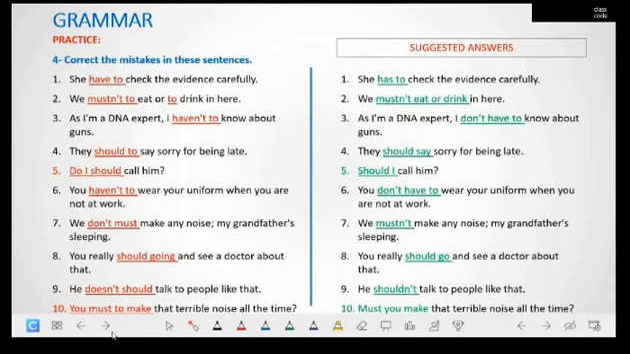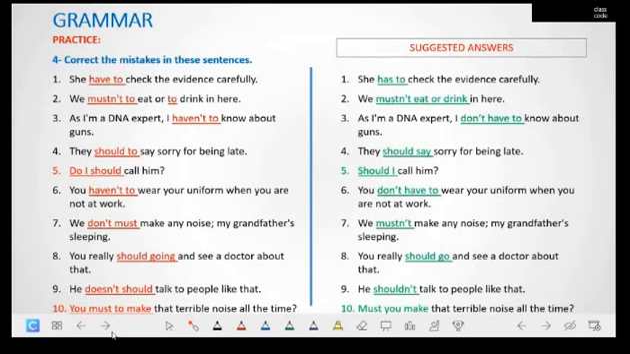Number nine, he shouldn't talk to people like that. Again, when it comes to the negative form, we don't need the auxiliary verb doesn't or don't. We just add not. So it is shouldn't or mustn't. We don't need don't or doesn't. We don't say he doesn't must go. No, we say he mustn't, using only not.